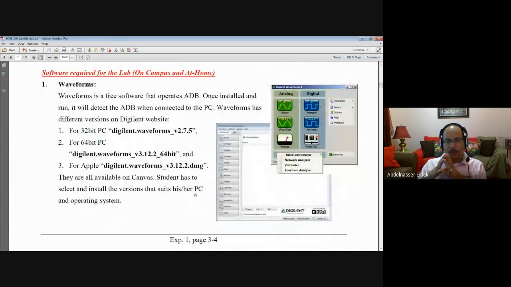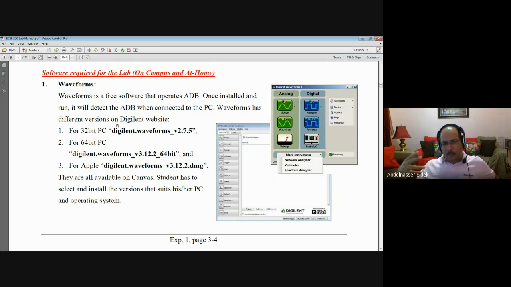There is a software associated with the Analog Discovery board. When you connect it to your computer, you must have WaveForms installed. There are some versions of WaveForms: one for 32 bits, one for 64 bits, one for Apple. You will find all of them on Canvas, or you can find them on the website of the company, Digilent.